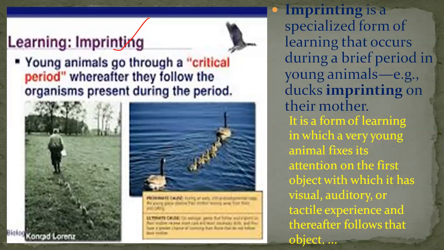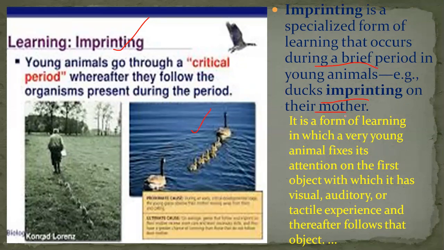So that is very familiar and very common, mostly in birds. Imprinting is a specialized form of learning that occurs during the brief period when young animals hatch, especially birds hatching from eggs. For example, ducks imprinting on their mothers.